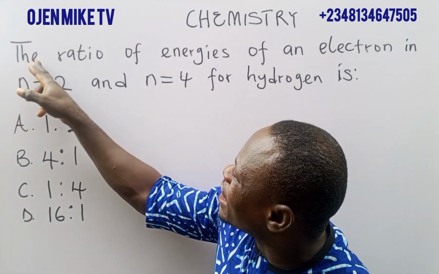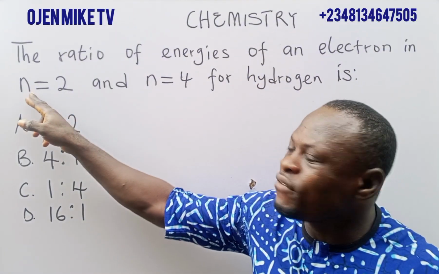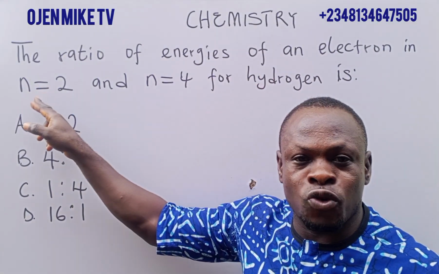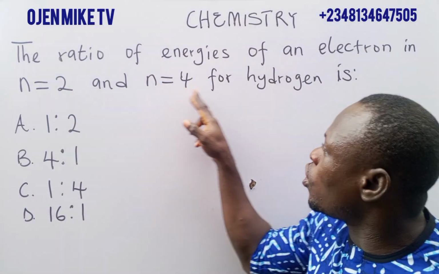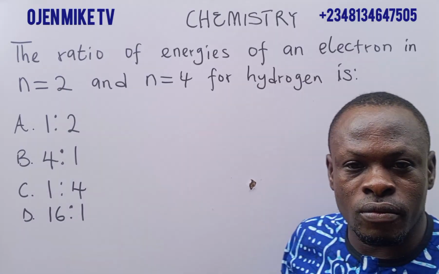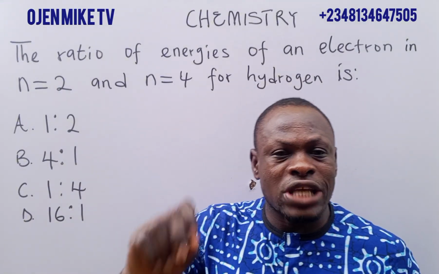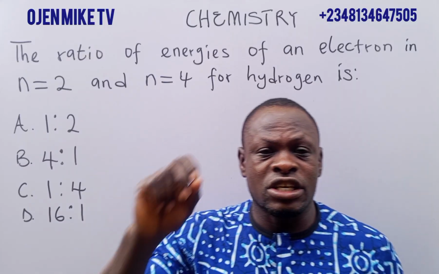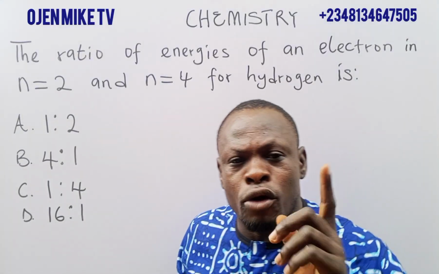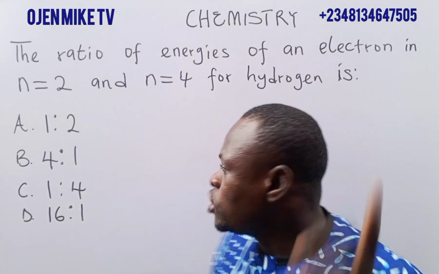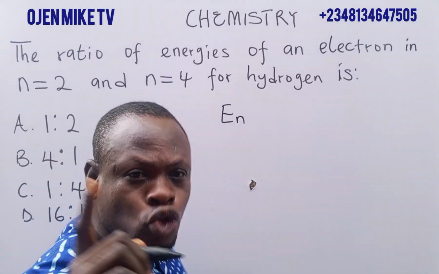This question asks us to look at the ratio of energies of an electron in hydrogen at n=2 and n=4. N=2 simply means principal quantum number 2 and principal quantum number 4. For you to be able to tackle this kind of problem, we need to use Bohr's energy formula, all right? Bohr's model energy formula.